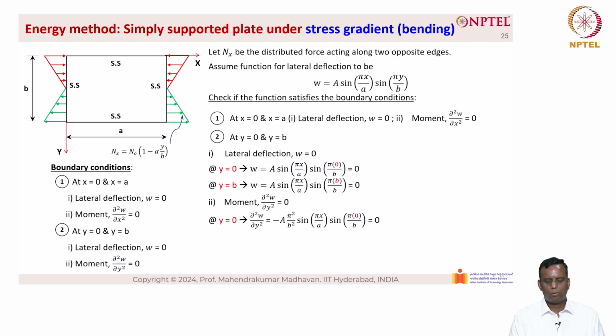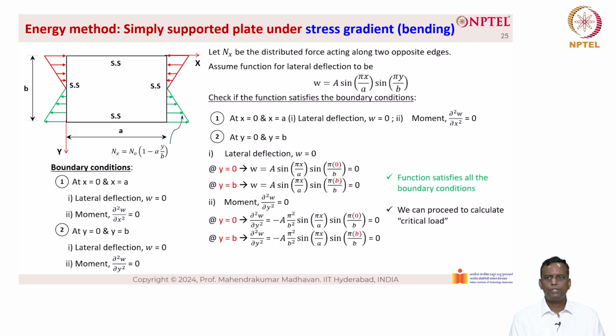So, we have at y equal to 0, ∂²W/∂y² equal to minus A into π²/b² into sin(πx/a) into sin(π·0/b), which is equal to 0. Now, at y equal to b, we have ∂²W/∂y² equal to minus A into π²/b² into sin(πx/a) into sin(πb/b), which is again equal to 0. Now, the function satisfies all the boundary conditions. Now, let us proceed to calculate the critical load.